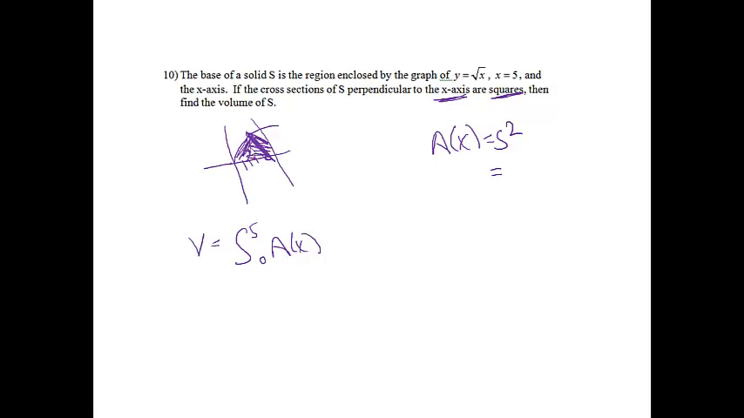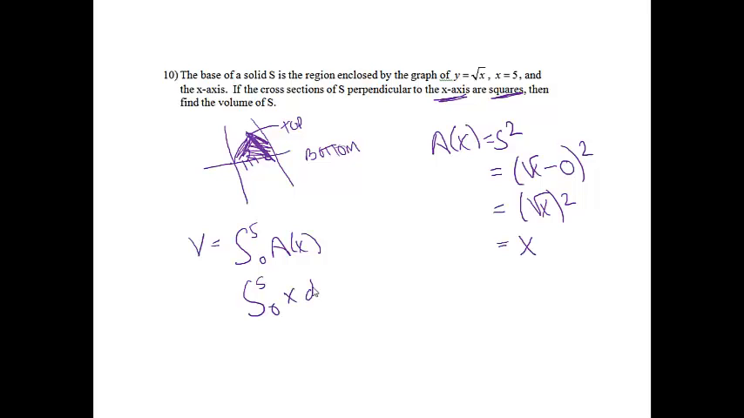And since I'm dealing with x's, the side is going to be the top minus the bottom, squared. The top is going to be the square root of x, and then the bottom is 0, and we get to square it. So I'll get the square root of x squared, and the square root of x when I square it is just x. So actually that formula for area is just x, which will make it nice and simple for us.